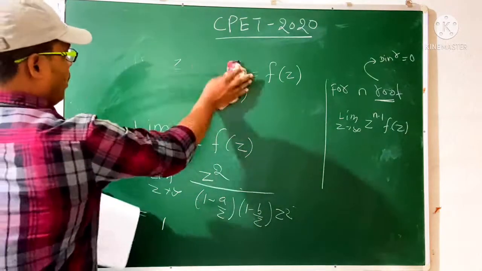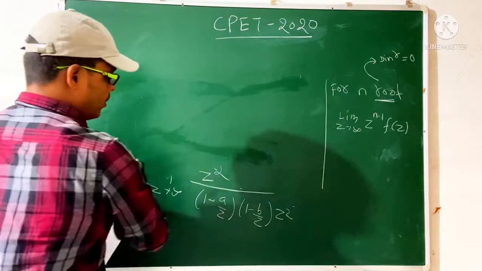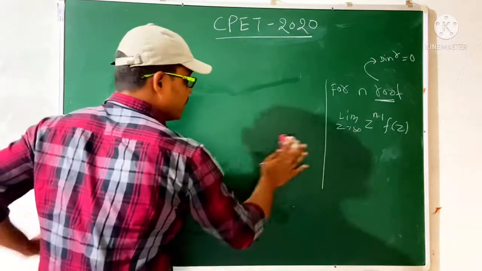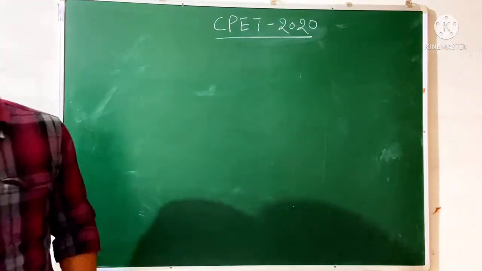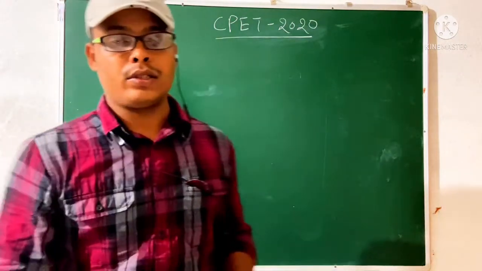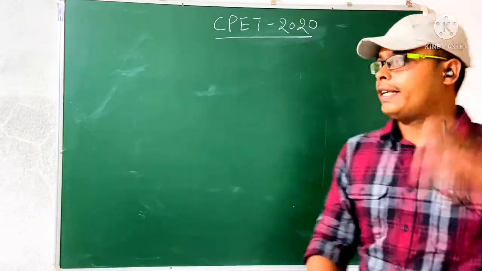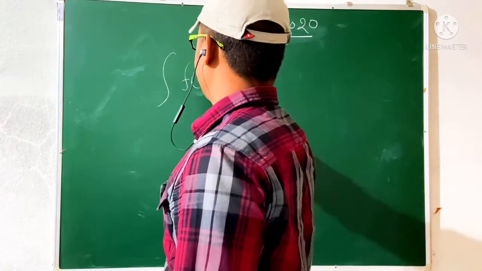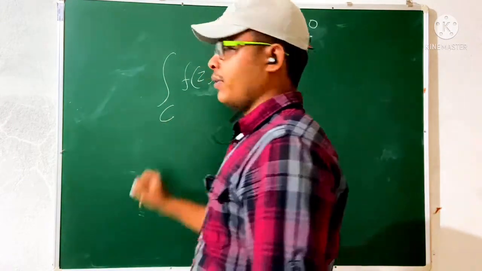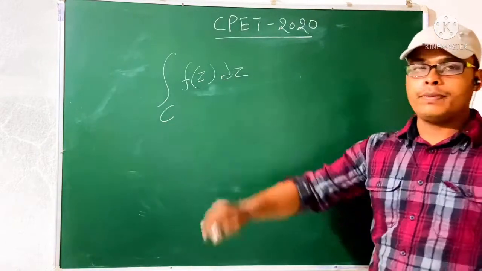Okay, remember, what do we learn from this question? That complex questions are asking us to use the residue theorem and then find the integral. Sometimes it will ask you to find the integral of f of z dz, and the contour will be given to you.